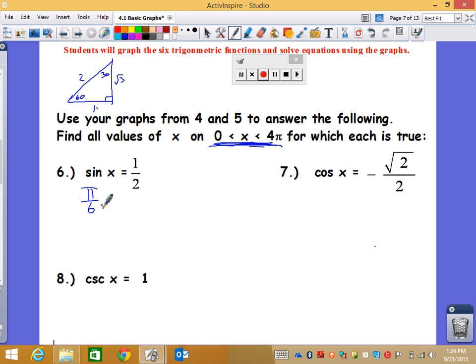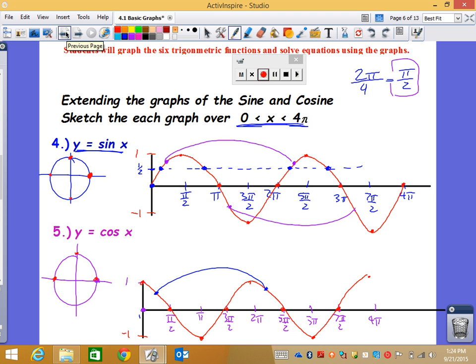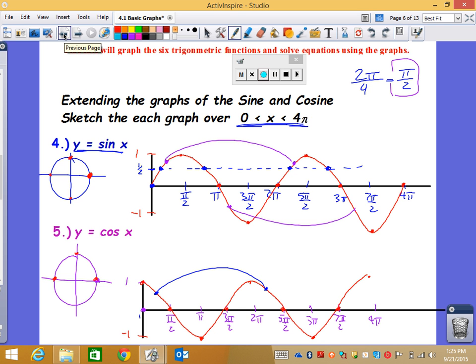And I know my other answer is in between pi over 2 and pi. So I would get an answer of 5 pi over 6. And those are 2 of my answers, right? But we need 4 of them. I need to figure out what this one is and what this one is.